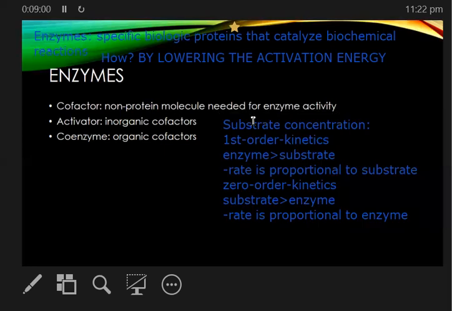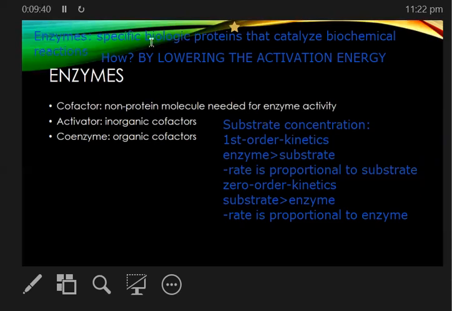All right. So they would always ask about your first order kinetics and your zero order kinetics, so please review this one. For your cofactor, on the other hand, remember that there are reactions in which your enzymes will not be able to act on their own. So there is a need for you to factor in another component of your enzymatic reaction, and that is your cofactor.